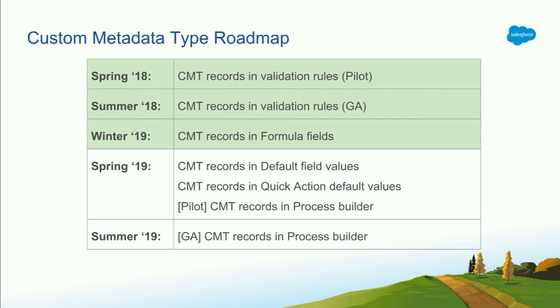You can just go and check it out in your sandbox today. In Spring '19, we have a big chunk of work ahead of us. We're planning to add support for default values on a field level and in the quick actions, as well as we're targeting to do a pilot for Process Builder. That was so far one of the most requested features by advanced admins, to have an ability to reference custom metadata types there. And hopefully we'll deliver it to GA in Summer '19.